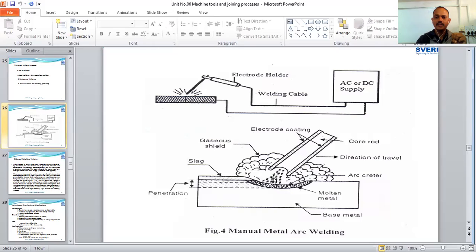At the time of welding, it creates a shield around the welding. Due to that, oxygen or other contaminated particles cannot enter into the welding. Okay, if oxygen particles get in, there is a possibility of an air gap, so it will weaken the welding. So for that, this flux is used.